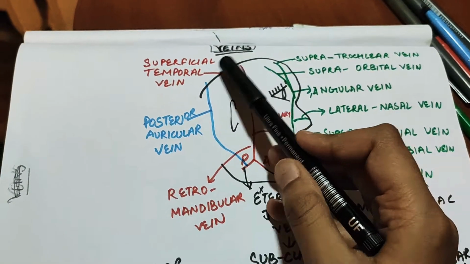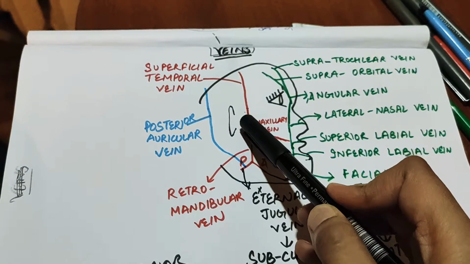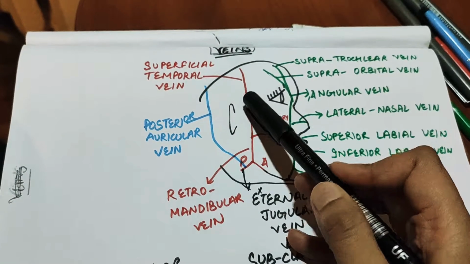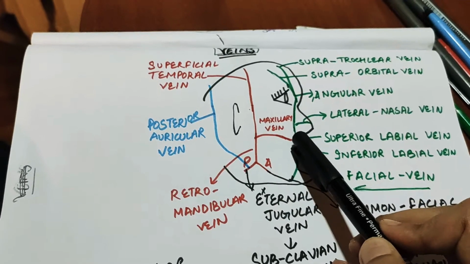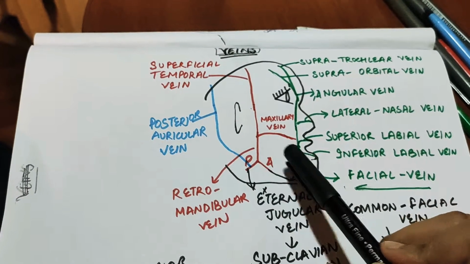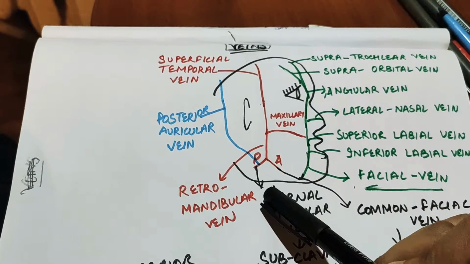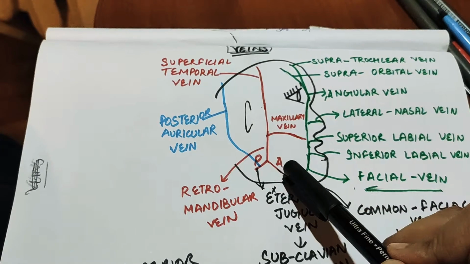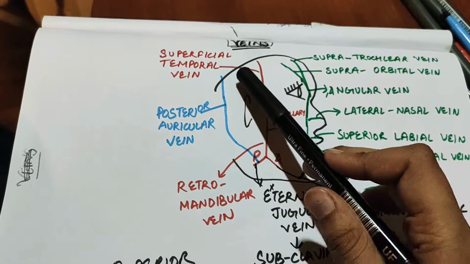And then here, this is the temporal region. From here the superficial temporal vein will come. This part is maxilla, so there will be the maxillary vein. This will come down and form the retromandibular vein, because this is mandible and behind it is the retromandibular vein. Then it forms the posterior division and anterior division.